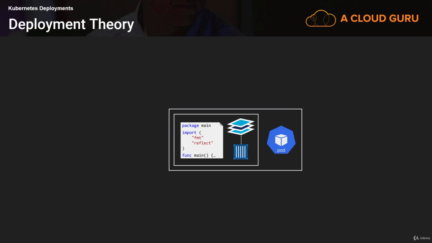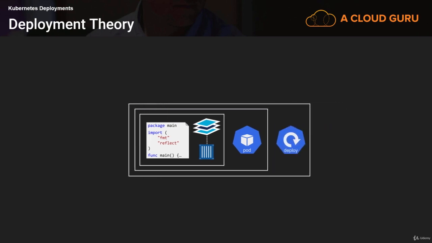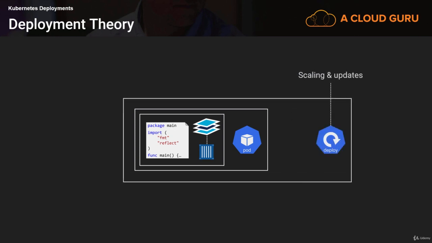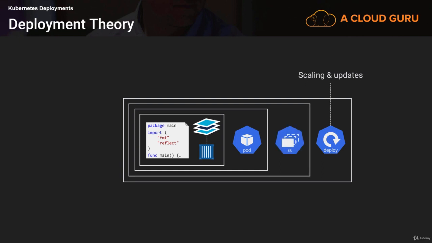For stuff like that, we need a deployment. So right out of the gate, deployments are higher level objects than pods. In fact, the same way that pods wrap containers, we could say that deployments wrap pods. As well though, they are all about scaling and updates. That's the basics. Only, actually, behind the scenes, there's also something called a replica set in play.